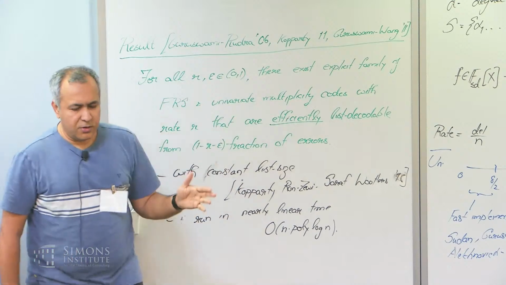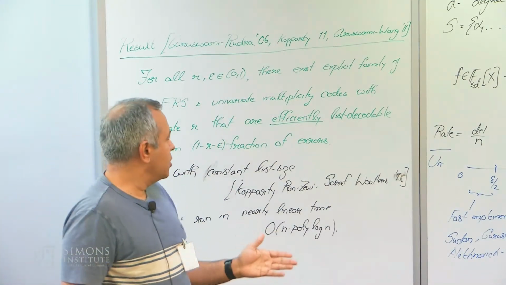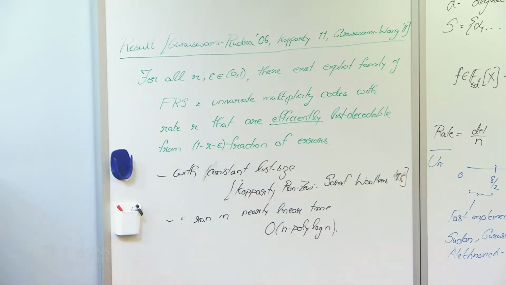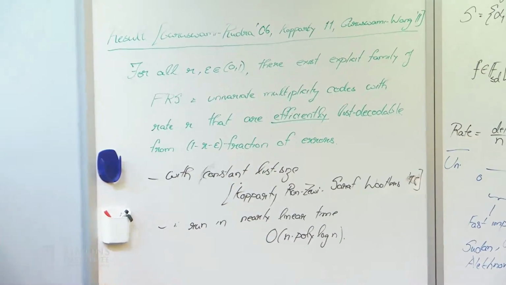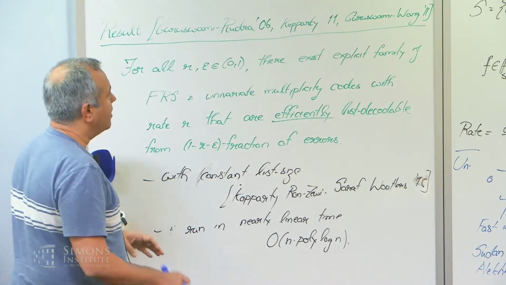So everything I say today will actually be true both for FRS and univariate multiplicity codes, though I'm slightly partial to multiplicity. So I will focus my attention fully on multiplicity codes for the rest of this month, but everything I say holds good even for FRS codes. So what are multiplicity codes?